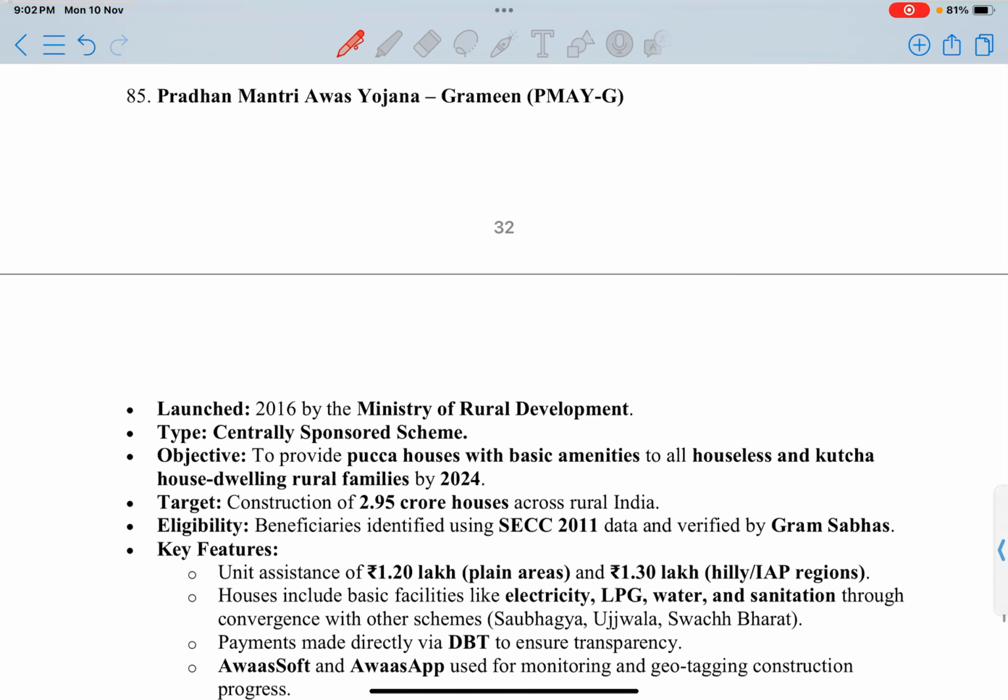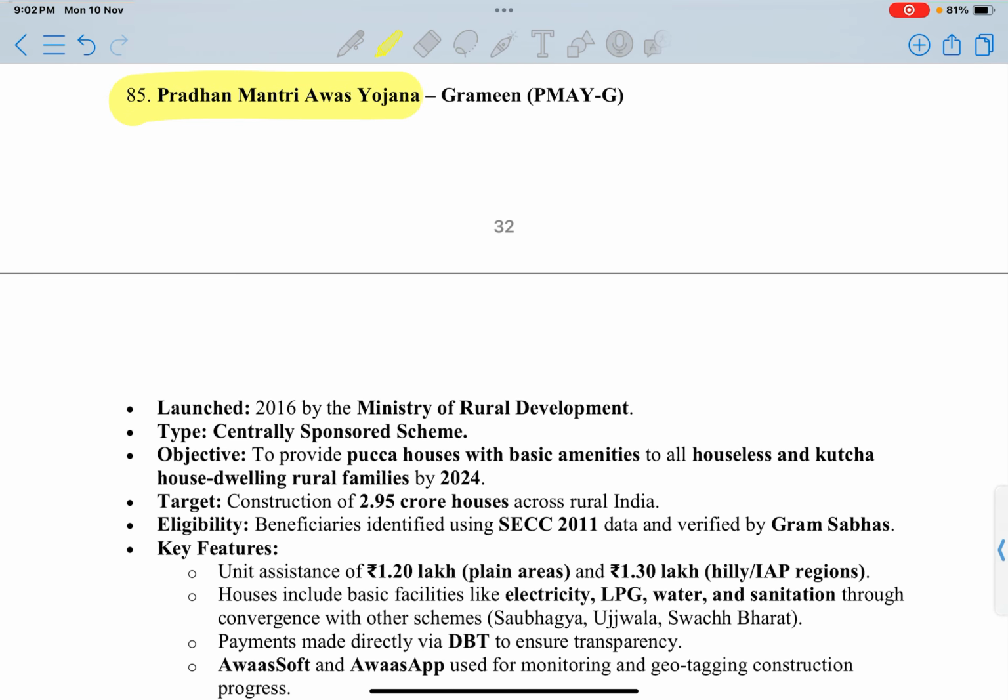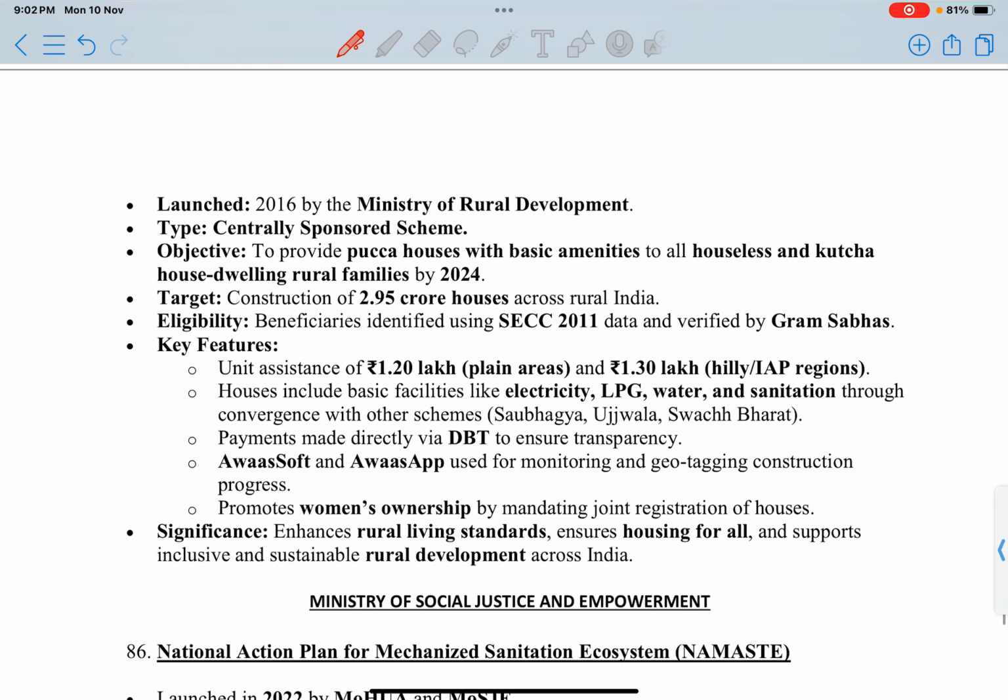Then Pradhan Mantri Awas Yojana Gramin. Very important. It is a centrally sponsored scheme. The objective is to provide pakka houses with basic amenities to all houseless households and those living in kacha houses in rural areas by 2024. Target: construction of 2.95 crore houses across rural India. Eligibility: beneficiaries identified using SECC 2011 data and verified by Gram Sabhas.